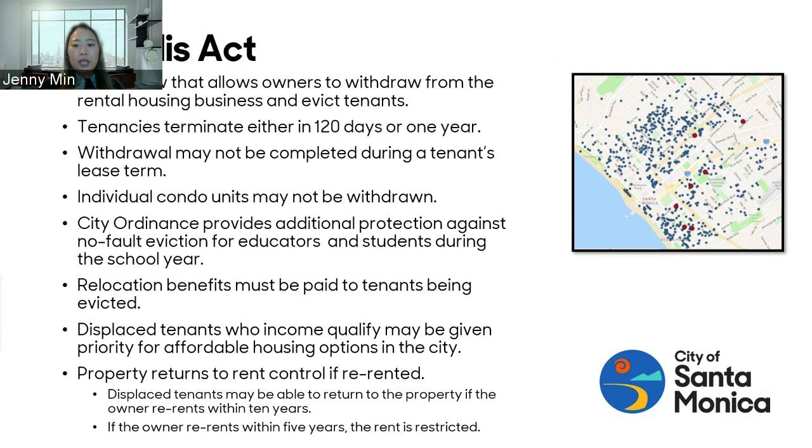So displaced tenants may be able to return to the property if the owner re-rents within 10 years, and if the owner re-rents within 5 years, the rent will be restricted. And as I mentioned earlier, because of the eviction moratorium, if an owner is trying to Ellis Act the property, the eviction would not start until 60 days after February 28th, 2023, which means that they wouldn't be able to start it until April 29th, 2023.